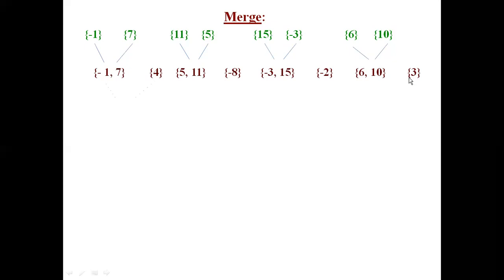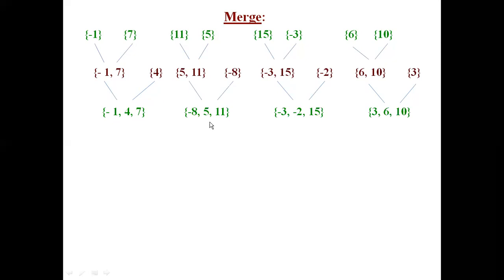Now again we apply the merge concept. Minus 1, 7 and 4 are being merged. 5, 11, minus 8 are merged. Minus 3, 15, minus 2 are merged. 6, 10 and 3 are merged. While merging, we take care that we are arranging the elements in the non-decreasing order. So minus 1 first, then the element 4 followed by 7.